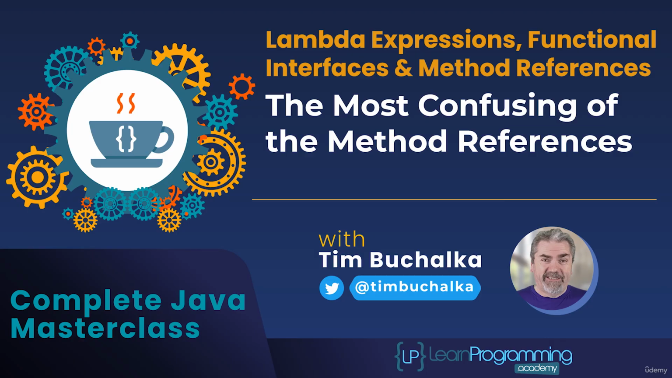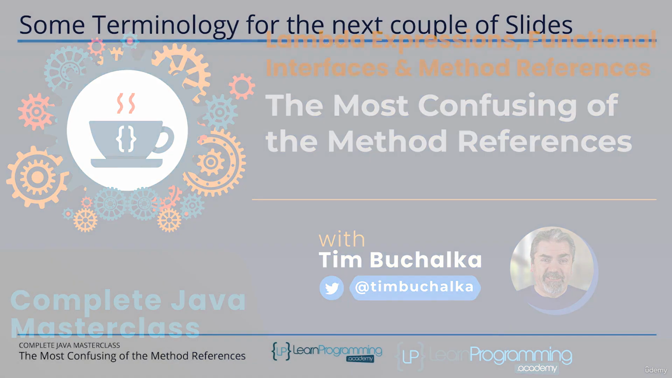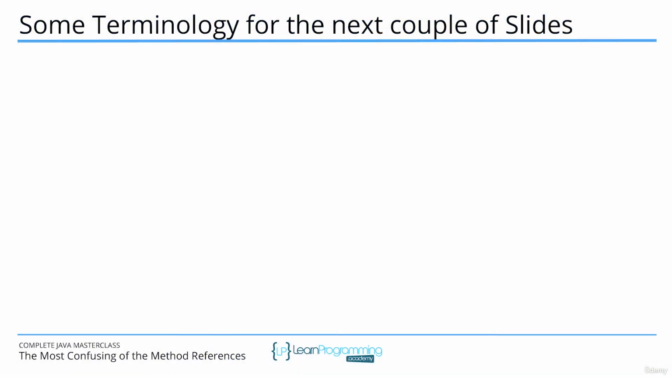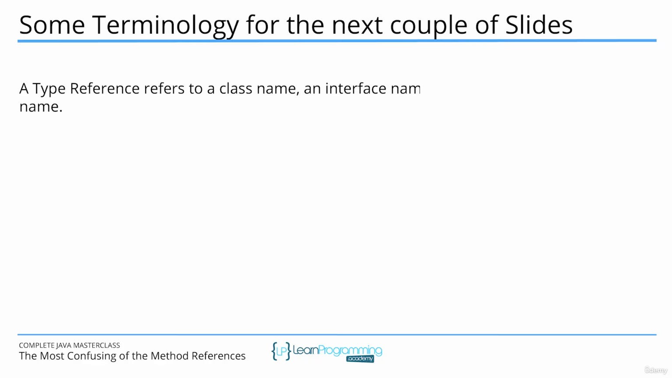In the last video, I talked about 3 of the 4 types of method references. These were relatively straightforward, but this last one can be harder to grasp initially. I'll start by talking about some terminology that should help you with understanding this last type of reference. A type reference refers to a class name, an interface name, an enum name, or a record name.